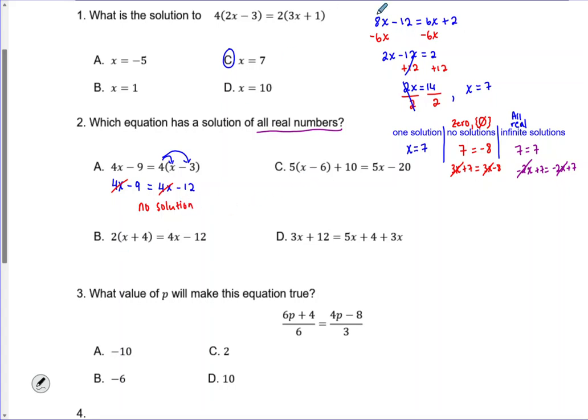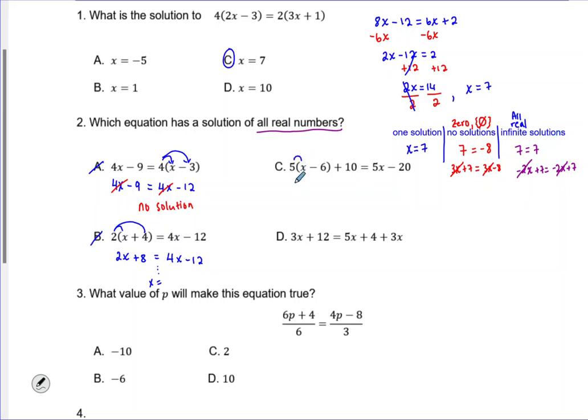Answer choice B. Let's see. I'm going to go ahead and distribute. So you have 2x plus 8 equals 4x minus 12. And this one, if you notice, I have 2x on the left side, 4x on the right side. I'm not going to continue solving this, but this is going to end up giving me x equals some number, like a solution. So this would have one solution. Okay. This one is no solution, one solution, and I'm looking for something that would have infinitely many solutions. So let's keep solving this.